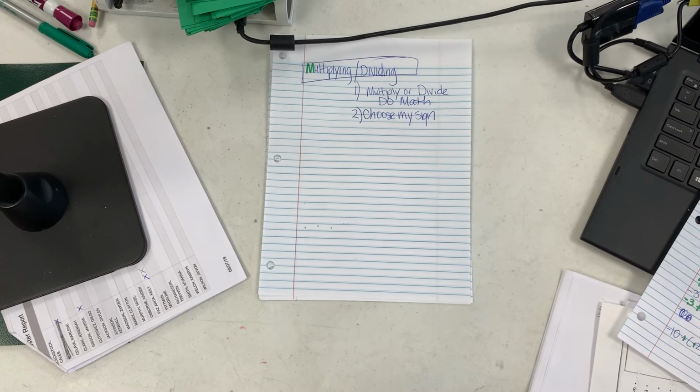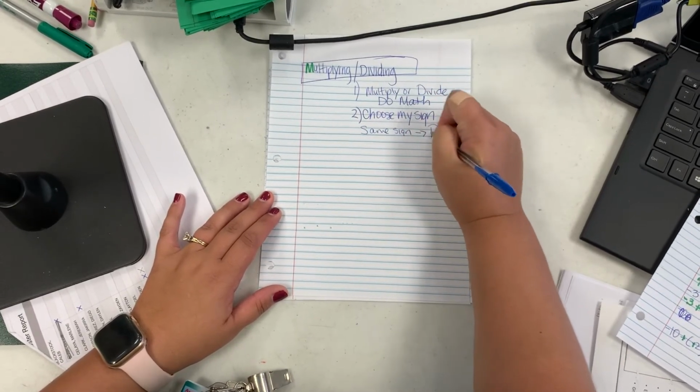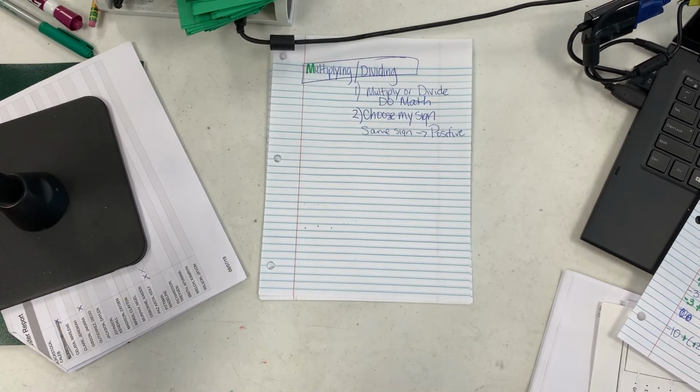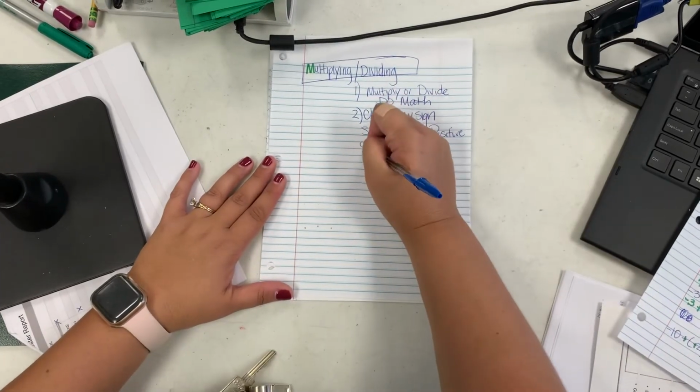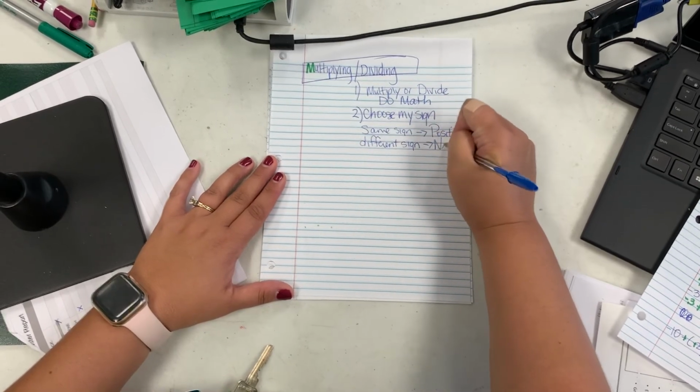So let's talk about choosing the sign. If you are multiplying 2 positive numbers, what's your answer going to be? Positive. If you are multiplying 2 negative numbers, your answer is going to be? So what you're telling me is if the same sign, it is positive. Now, if it's a negative and a positive being multiplied, your answer is negative. So different sign is negative.